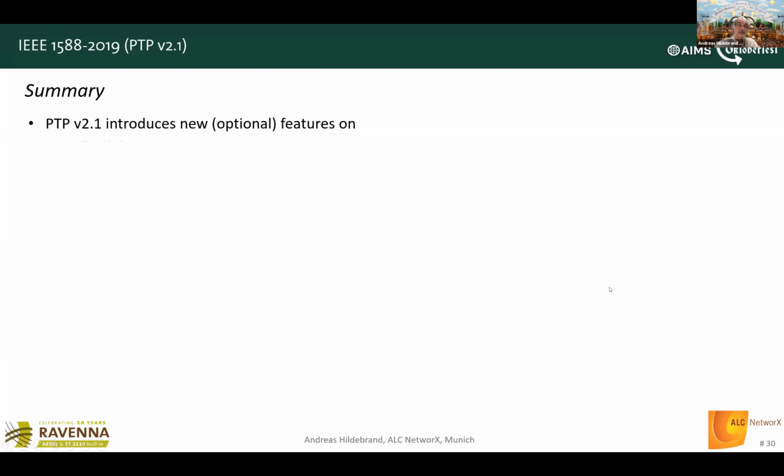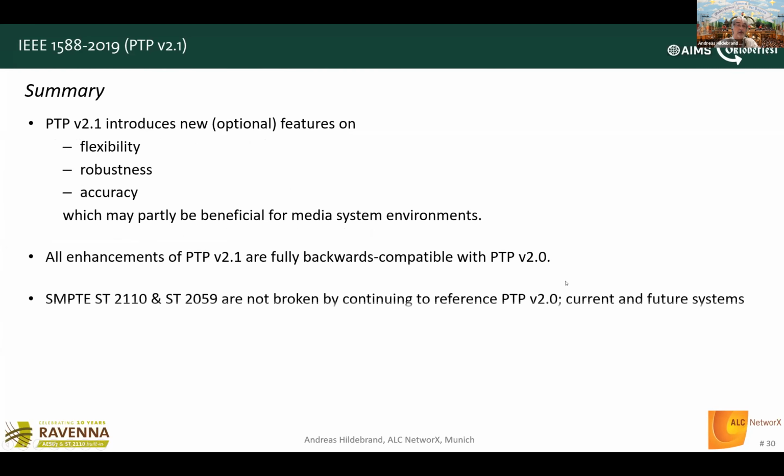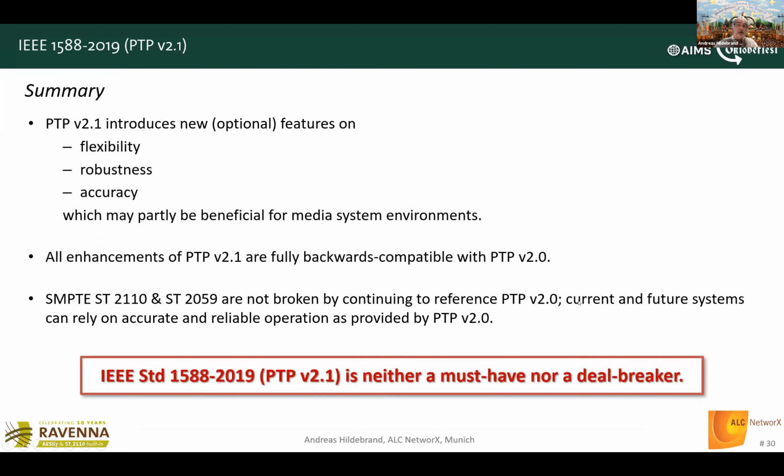So, summary: we have new features with version 2.1 of flexibility, robustness, accuracy, which may partly be beneficial for media system environments. All enhancements are fully backward compatible with the existing version. SMPTE 2110 and 2059 are not broken by continuing to reference PTP version 2. Current and future systems can rely on accurate, reliable operation. And so to answer the introductory question, the new revision of PTP is neither a must-have nor a deal breaker.